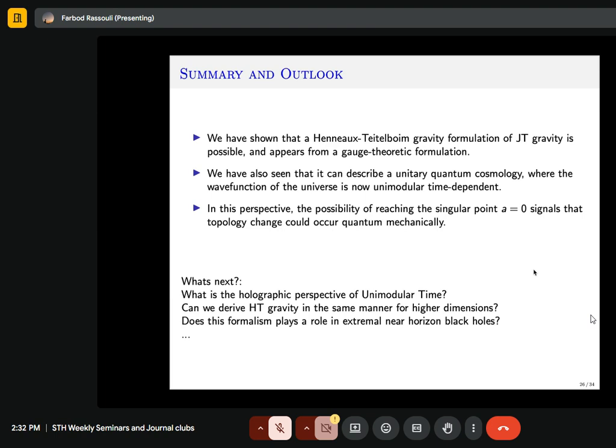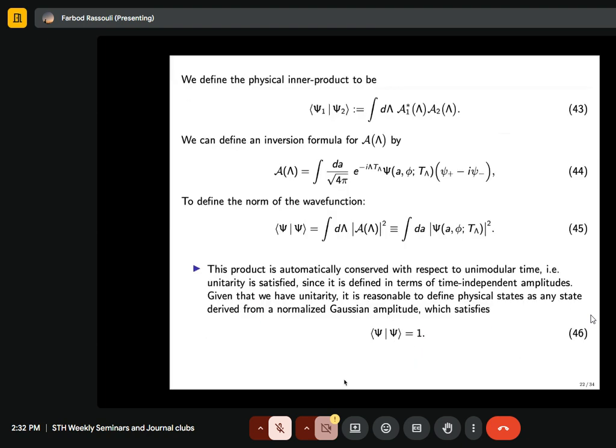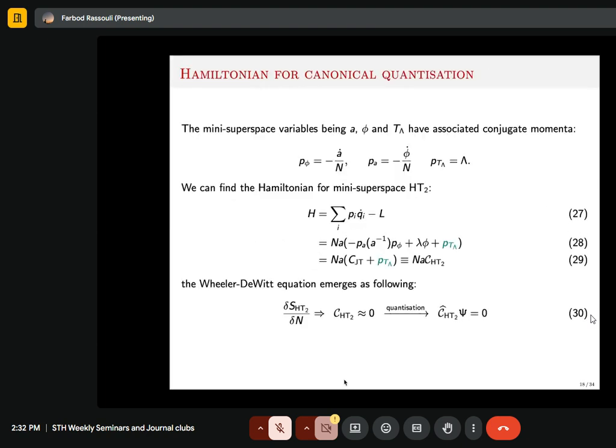And we saw that this describes a unitary quantum cosmology. We can describe a unitary quantum cosmology with it. And we have as well a little bit of a possibility of reaching a single point of A equals 0 when you quantize the theory, when you go off shell. I'm going to make an off-topic remark because I have time.